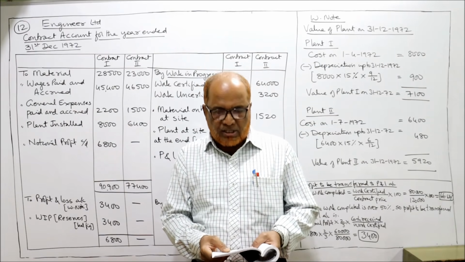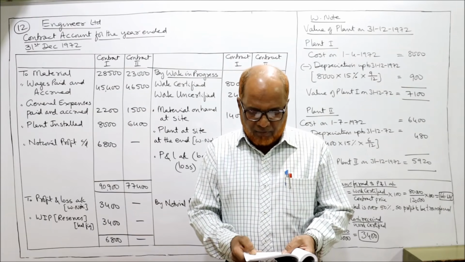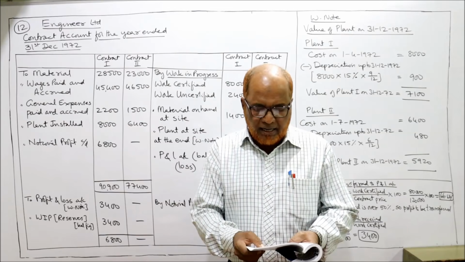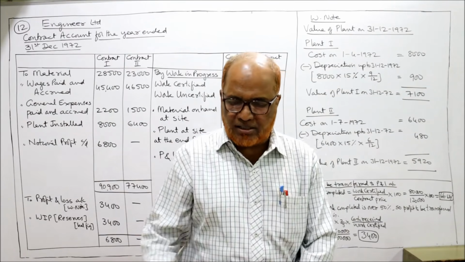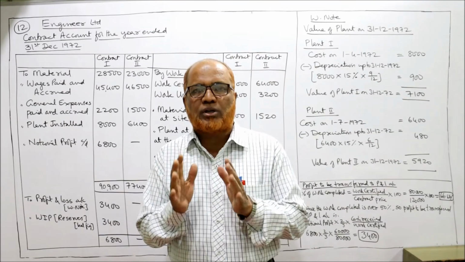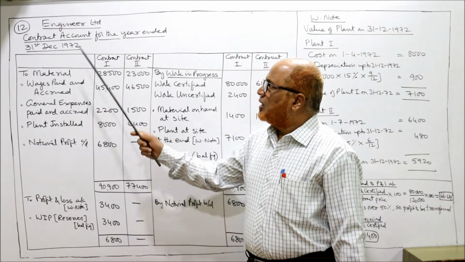Write up the accounts in the contract ledger, and ascertain the profit or loss on each contract. For each contract, we have to find out the profit. Indicate the amount that should be transferred to the P&L account for the year ended 31st December 1972. How much profit should be transferred to the profit and loss account, that we have to find out. Come on, now we'll start our solution.